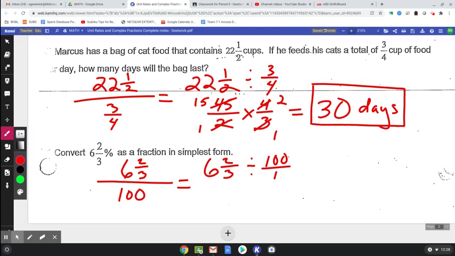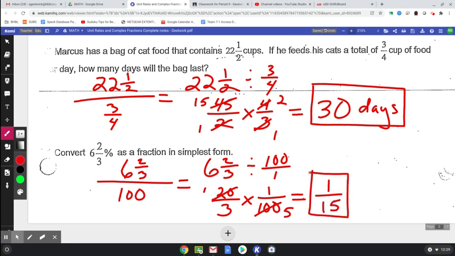Make it improper. 6 times 3 is 18, plus 2 is 20. You can do your change and flip to the reciprocal. Can you reduce anything? Actually, yes. Check out the 20 and the 100. 20 fits into 100 5 times. 1 times 1 is 1. 3 times 5 is 15. So apparently 1/15 is the same as a 6 2/3%.